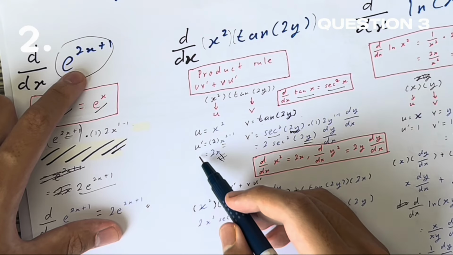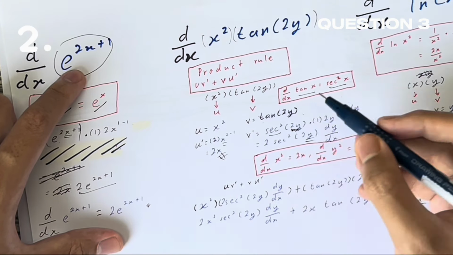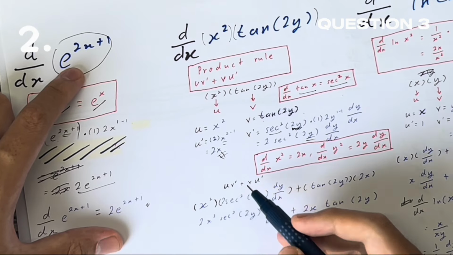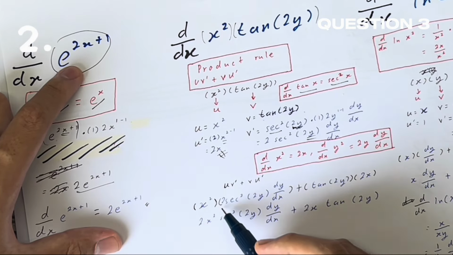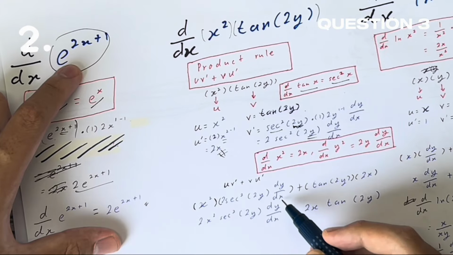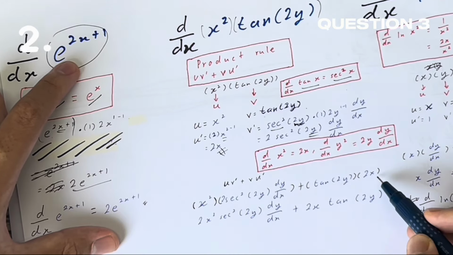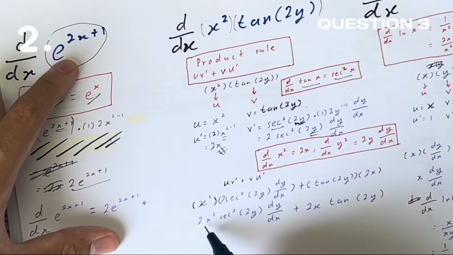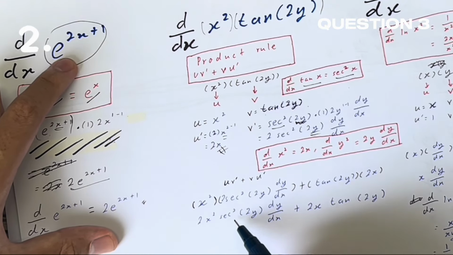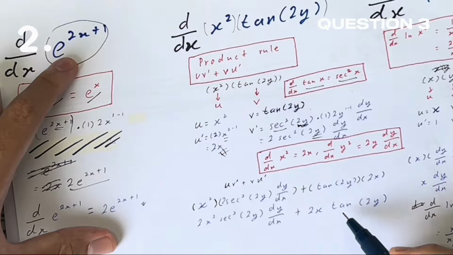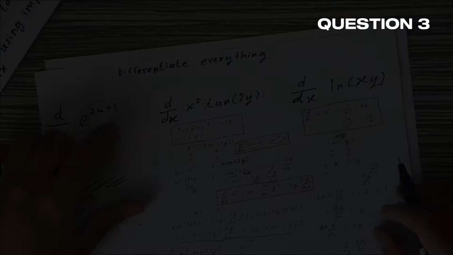Now we have u, u prime, v and v prime. We just replace them into this formula. Replace u with x squared, v prime with 2 sec squared 2y dy/dx, plus v is tan 2y and u prime is 2x. Just combine everything and we will get 2x squared sec squared 2y dy/dx plus 2x tan 2y.